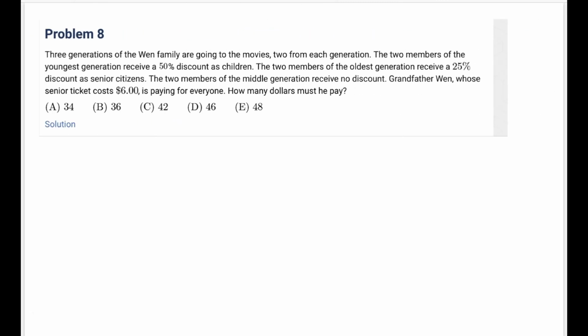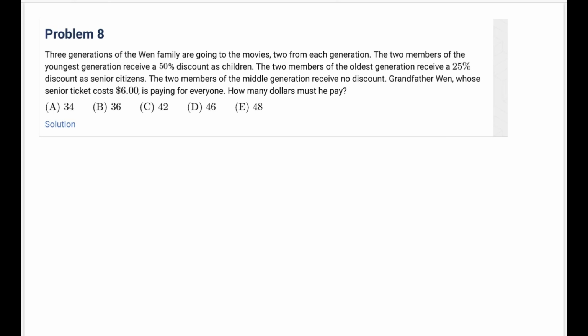3 generations of the Yuan family are going to the movies, 2 from each generation. The 2 members of the youngest generation receive a 50% discount as children. The 2 members of the oldest generation receive a 25% discount as senior citizens. The 2 members of the middle generation receive no discount. Grandfather Wen, whose senior ticket costs $6, is paying for everyone. How many dollars must he pay?